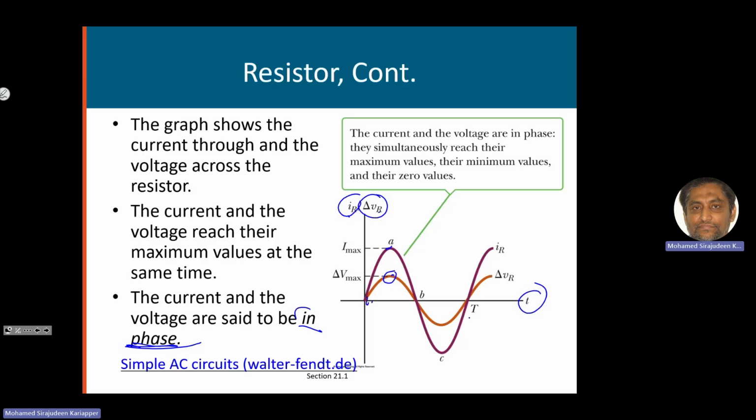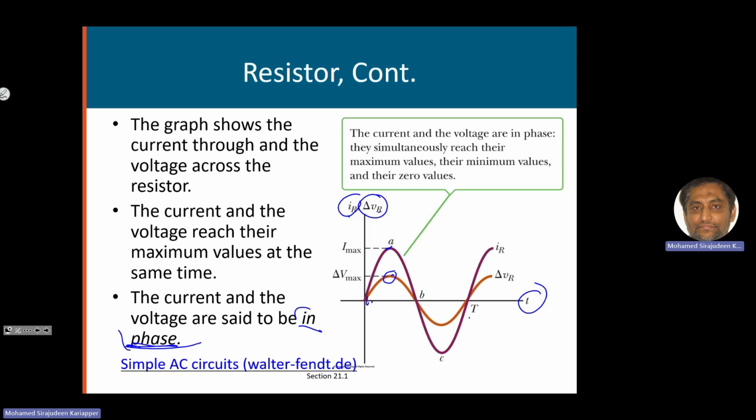The current and the voltage move together. They both have the same function. They step together, like soldiers marching, right? They are in phase. When one soldier puts the left foot forward, the other soldier also puts the left foot forward. They are walking together, marching together. So it is in phase. So this is very important, okay?